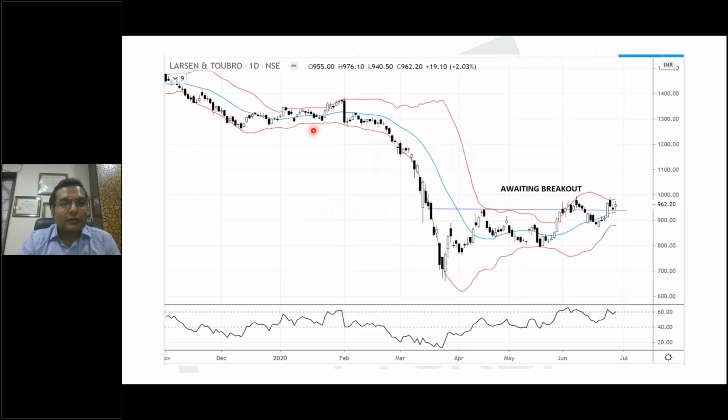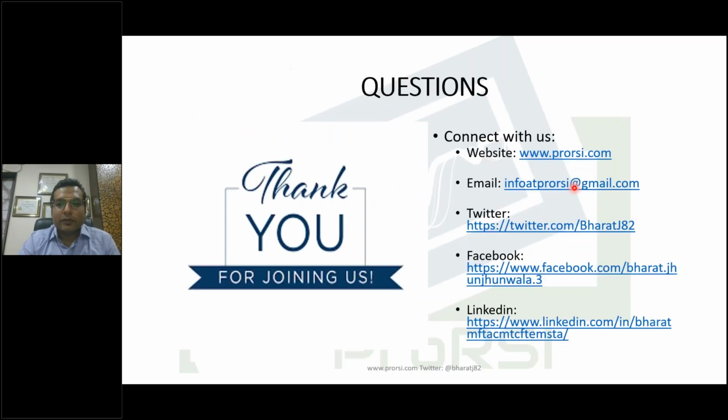This is how you should see Larsen Toubro daily. Again, it is awaiting breakout. The bands have started to expand, and it moved up above the resistance zone. The RSI is just at 60. We have to see how the RSI behaves once we start to move above the band, and then we can call it a good breakout.